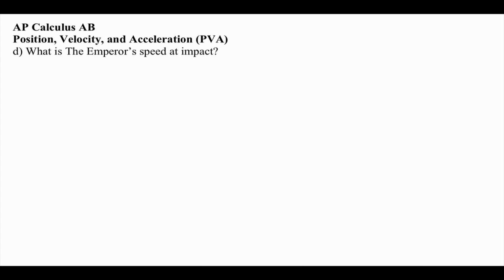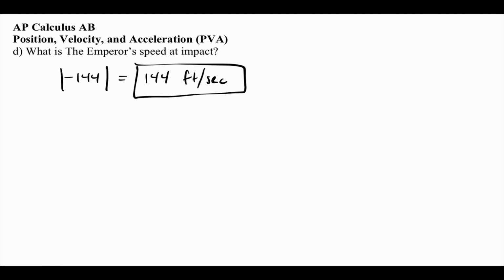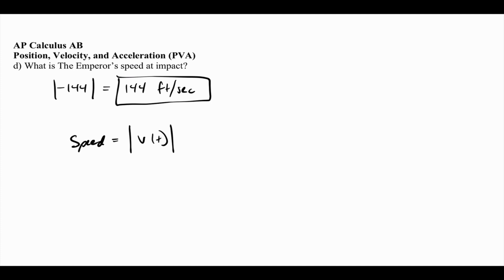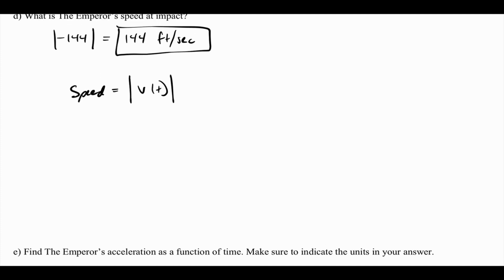Next question, what is the speed at impact? Same thing though. Speed always has the same units, right? What is it? Feet per second? Because speed equals the absolute value of velocity. Last question. I hope. Yes, last question. We'll be done.